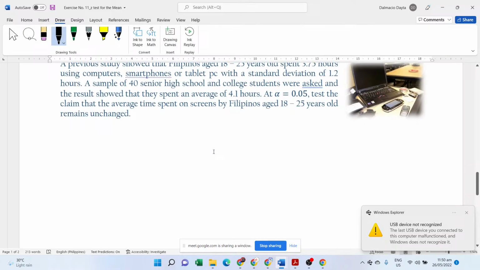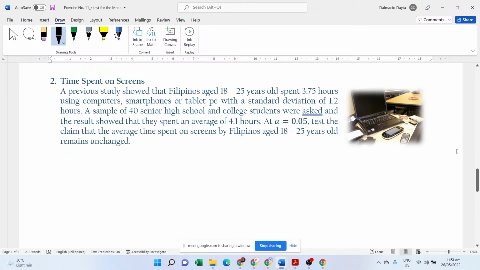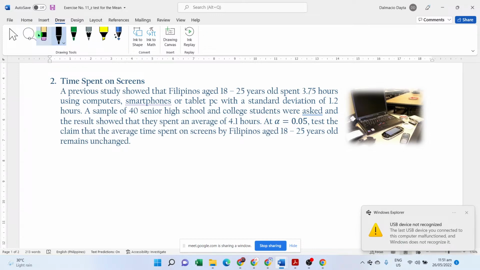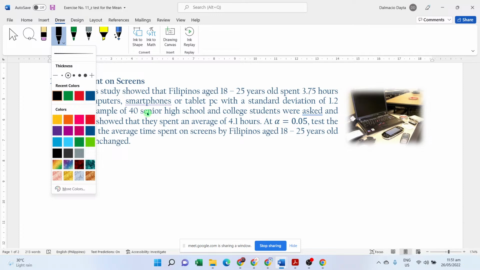Step 1. By way of writing step 1, total, mahaba pa naman yung oras. Saglit lang. Nawawala yung aking pen. Saglit lang ha.